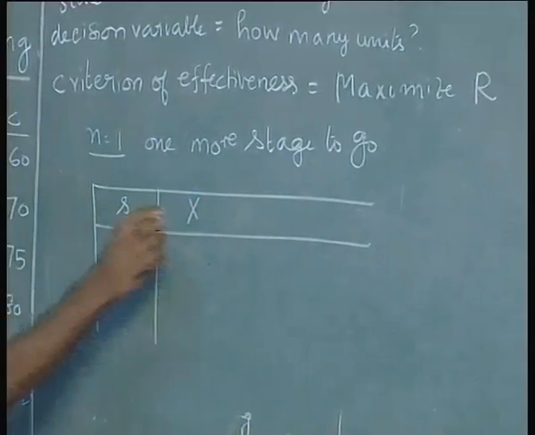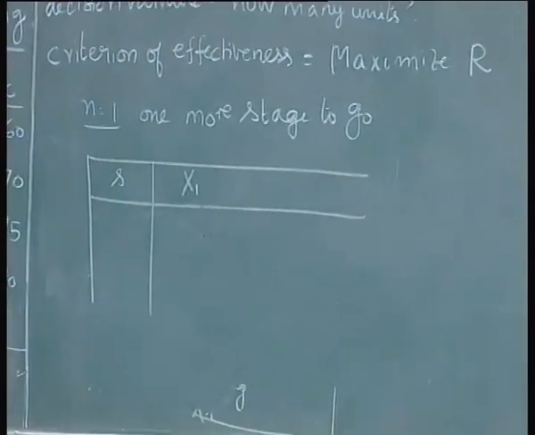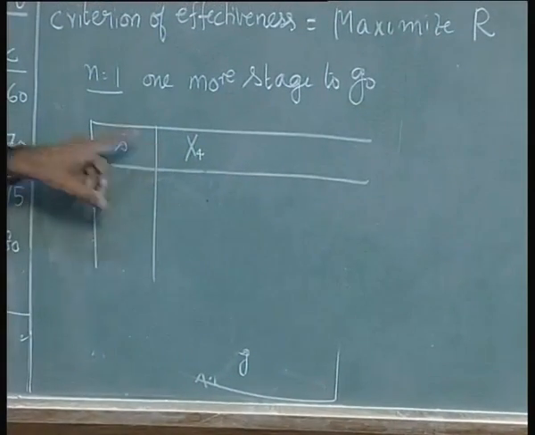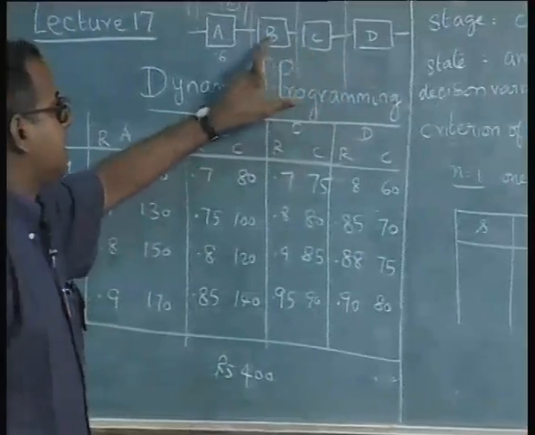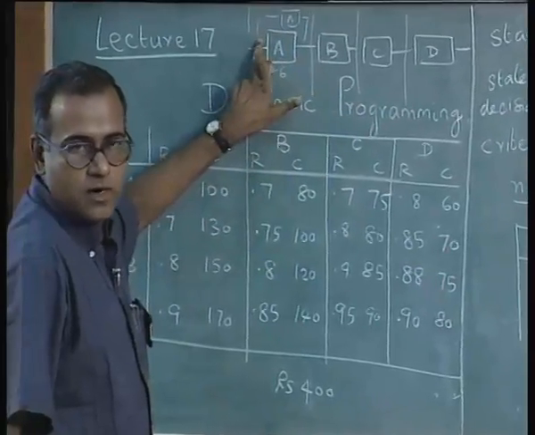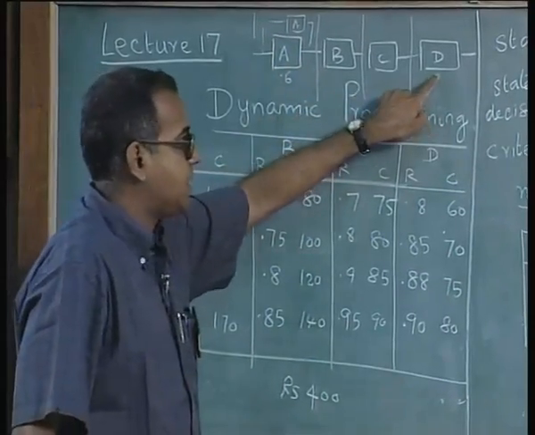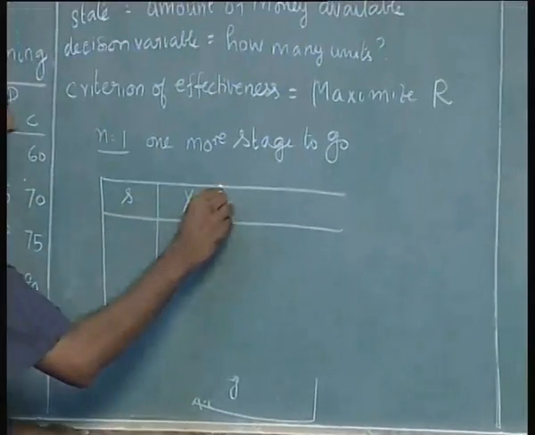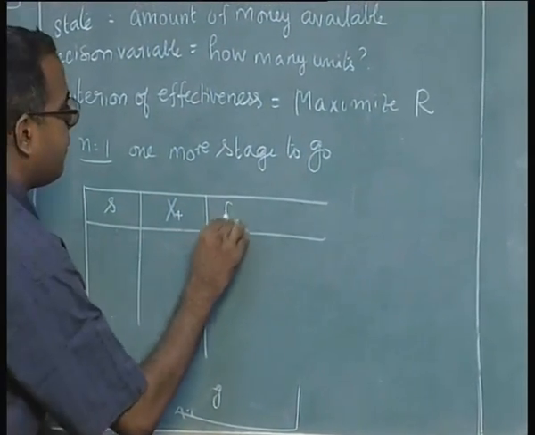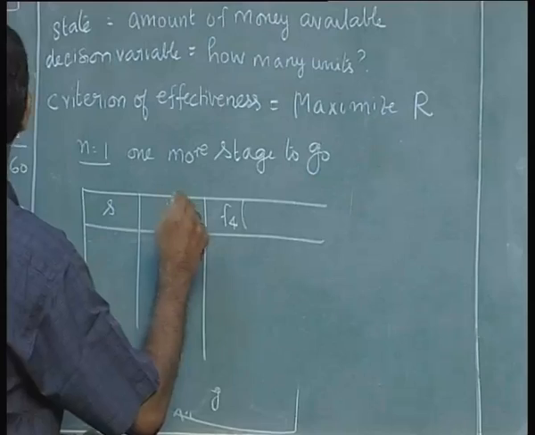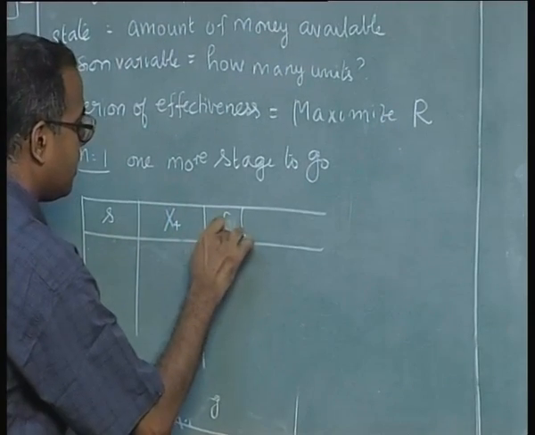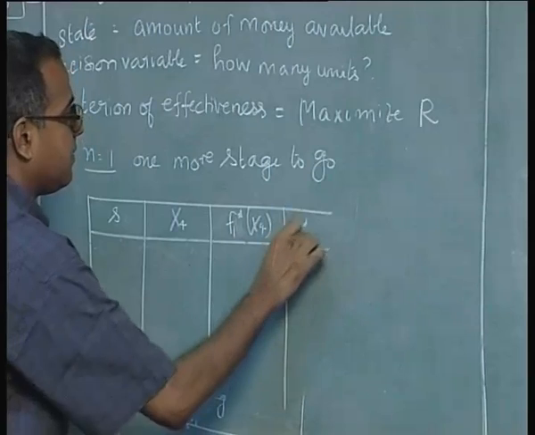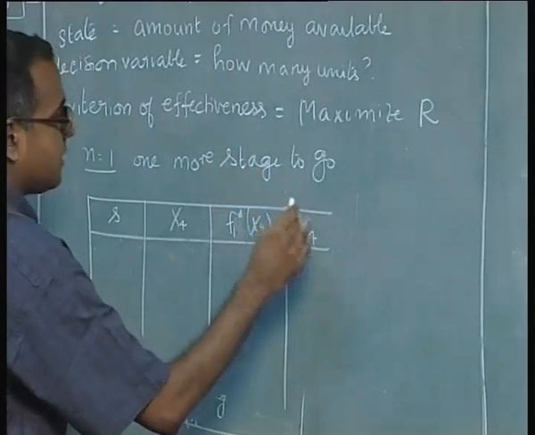We call it x1, or we call x4, the number of units that we are going to have of D, x3 for C, x2 for B and x1 for A. So x4 is the variable which says how many units of D. Then we have f4 of x4 or f1 star of x4, and then we have the corresponding x4 star.